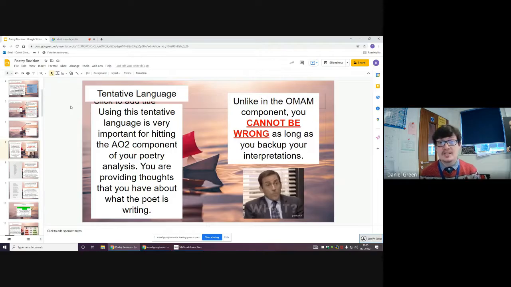This is different to Of Mice and Men, because in Of Mice and Men, if you said George was a big guy and my interpretation of him is that he's a big guy, he's not. And it's described so in the book that he's not a big guy. You couldn't get away with that. Whereas in poetry, you absolutely can.